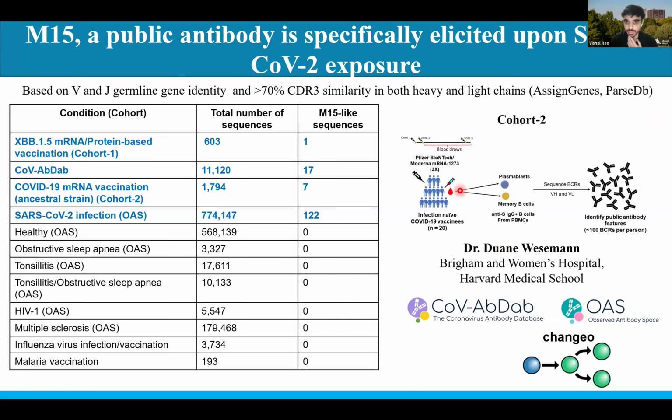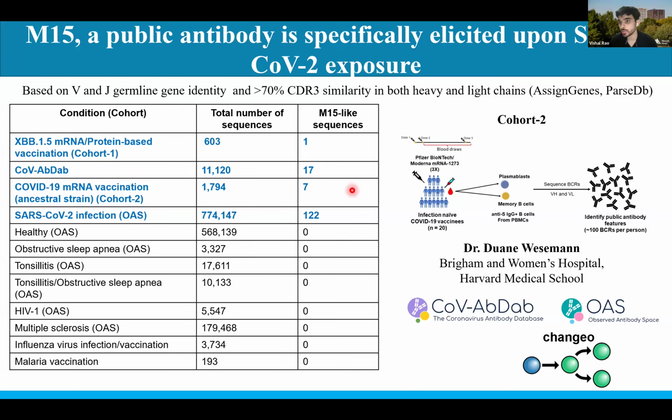So this study came out recently last year in Cell Reports, where we identified a public antibody seen in multiple individuals called M15. And the way we did this was firstly we identified this M15, the original antibody, in a cohort of XBB mRNA or protein-based vaccines.